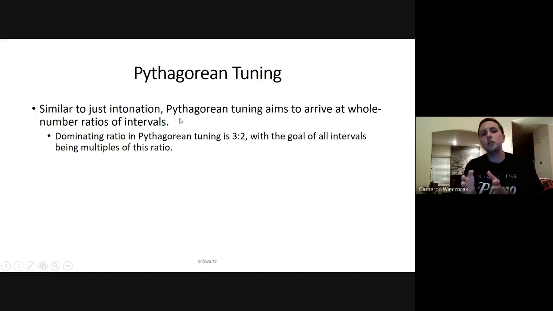This is similar to just intonation in the sense that the goal is to try to arrive at perfect whole number ratios between notes. But it's a little bit more focused in the sense that the dominating ratio in Pythagorean tuning is 3 to 2. The goal is that you try to get all pairs of notes to be some multiple of that ratio, 3 to 2. So that's kind of the heart of this system.